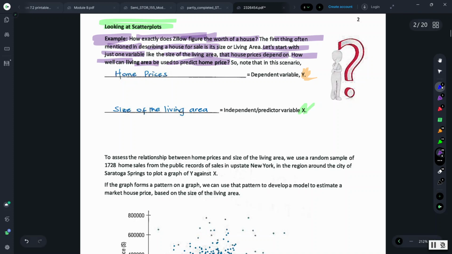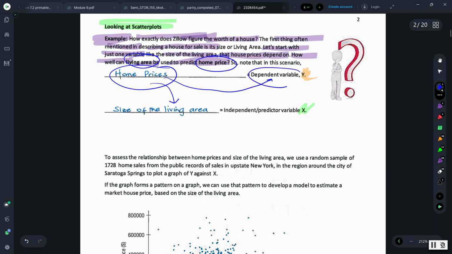The first step is to assign roles to the two variables. Remember, the two variables are home price and living area. So which one would depend on the other? I think reasonably, home prices will tend to depend on the size of the living area. So we tag home prices in this context the dependent variable. And the other variable, which it depends on, we call the independent or the predictor variable.